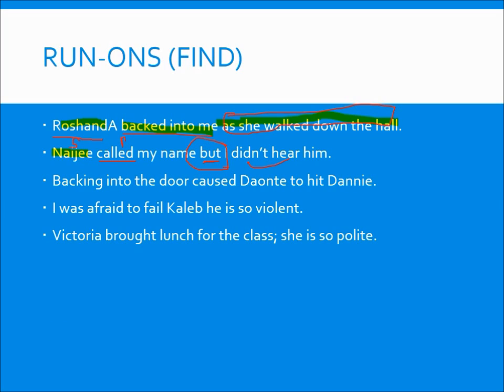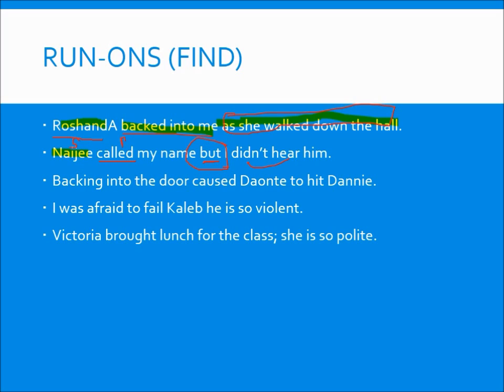Well, the subject of the sentence is Roshonda, and what did she do? She backed into me. Now, we actually have the subordinate conjunction at the end of the sentence, as she walked down the hall. Well, this sentence is okay as it's written. This is not a run-on sentence because as she walked down the hall is not a complete sentence. It is instead just a subordinate clause.